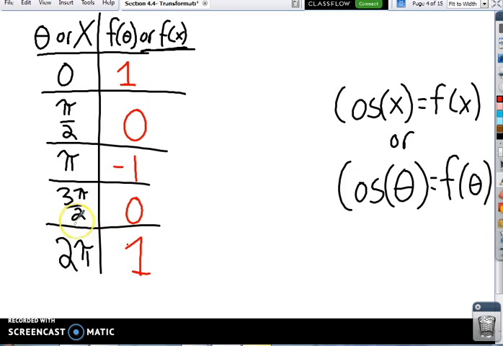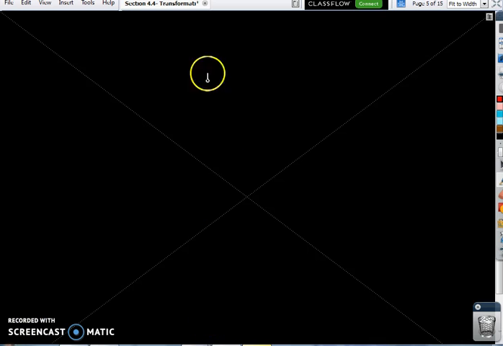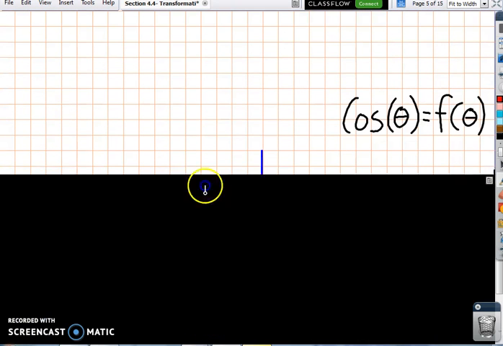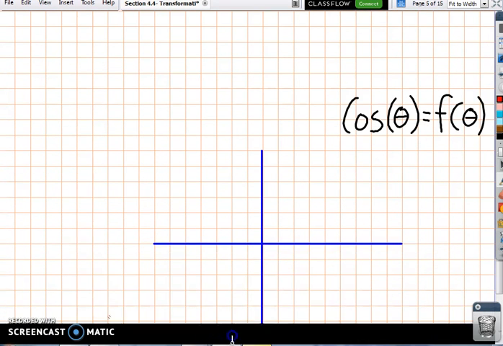So let's go ahead and plot that and see what the shape looks like. So again, let's give this a whirl. So I go ahead and I graph this wonderful thing. Now, I am going to plot my points.